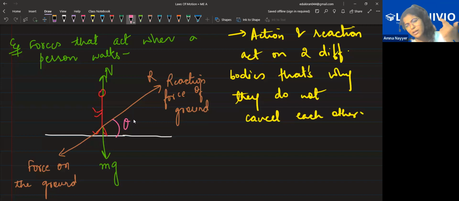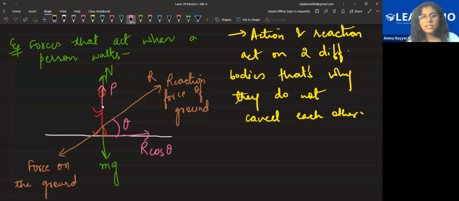So what we do, we are going to resolve the forces. The reaction force is in just a random direction. We require a proper angle, and we are not getting a proper angle through this reaction, so we are going to resolve it. When you resolve the reaction force, one component is R cos theta along the x-axis, because theta is made with the x-axis, and perpendicular to it becomes R sin theta.